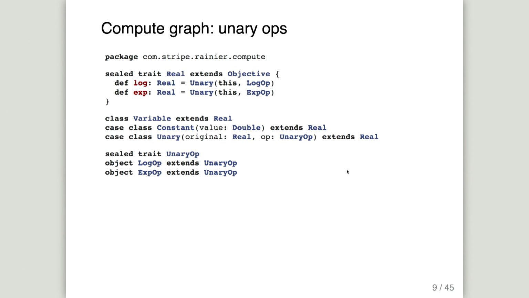So let's look at something slightly more complicated. Our graph does also have operations. So for example, it has unary operations. The two most commonly used ones are natural log and e to the x. So we've got a log method and an exp method on Real. And any Real that you have, any graph that you have, you can take the log of it or take the exp of it, and it just creates a unary node, right, that references the previous graph and then has this operation, right? I mean, this is hopefully fairly straightforward for people.